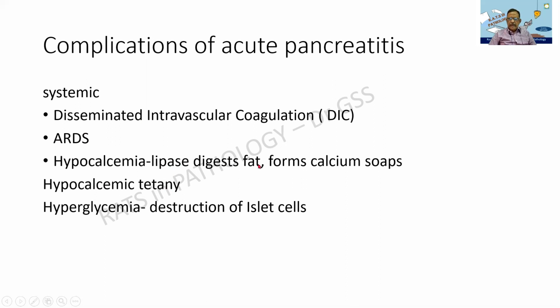The lipase digests the fat and there is a formation of calcium soaps. Therefore, the free calcium is decreased, leading to hypocalcemia and tetany. Hyperglycemia, because of the destruction of the islet cells. There is no regulation of the glucose, hence there is a hyperglycemia. These are important systemic complications which you people can remember. The local complications, of course, will be the fat necrosis and pancreatitis.